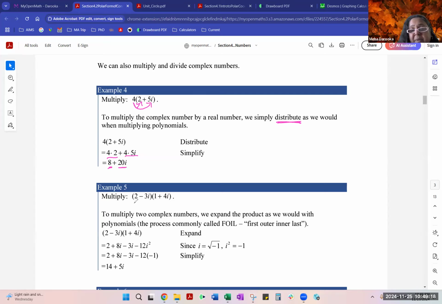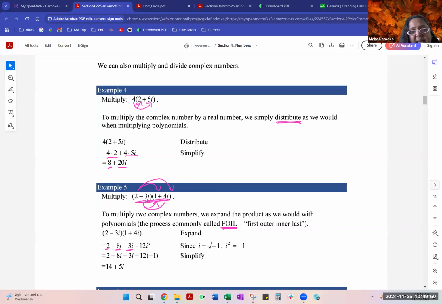Now in example 5, you can see there are two complex numbers being multiplied: 2 minus 3i being multiplied with 1 plus 4i. You will see again, we're using our basic FOIL technique over here. We do 2 times 1, which of course will give us 2. We do 2 times 4i, so 2 times 4 is 8, and that becomes 8i. Then you do negative 3i times 1, which will of course be negative 3i.